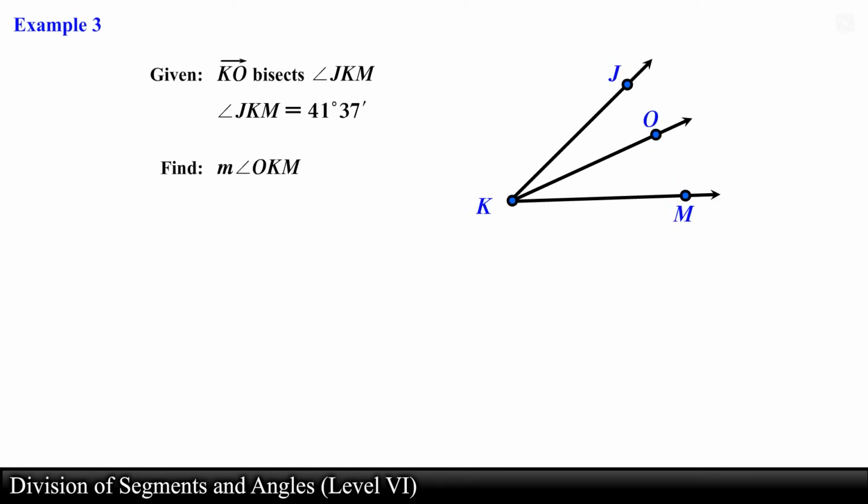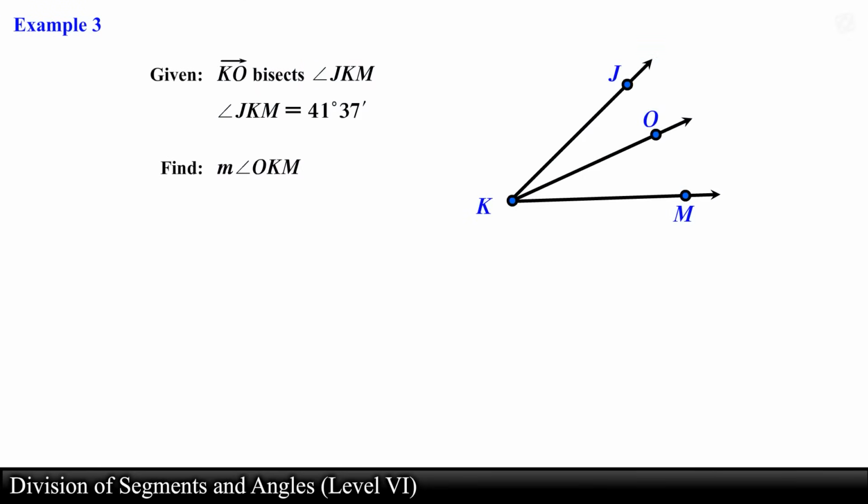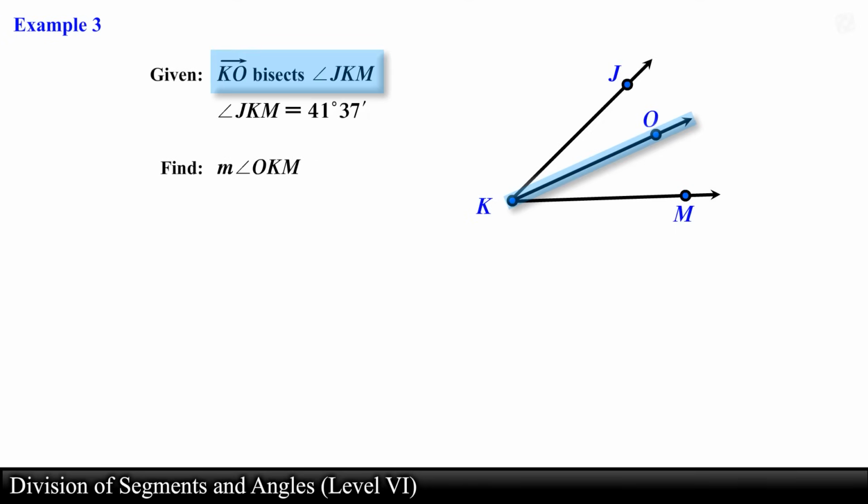Given that ray KO bisects angle JKM and angle JKM is equal to 41 degrees 37 minutes, find the measurement of angle OKM. In this problem, we are provided with a diagram, along with a geometric relation and the measurement of an angle. We are asked to find the measurement of an angle. Let's start solving the problem by first labeling the diagram with the given information. We know that ray KO bisects angle JKM.